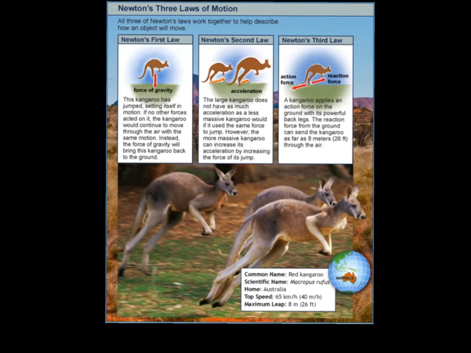And then if we take a look at this last one for Newton's third law, you can see that the action and reaction force is in effect every time the kangaroo jumps off from the ground. It has an action force pushing off from the ground and a reaction force pushing it forward.